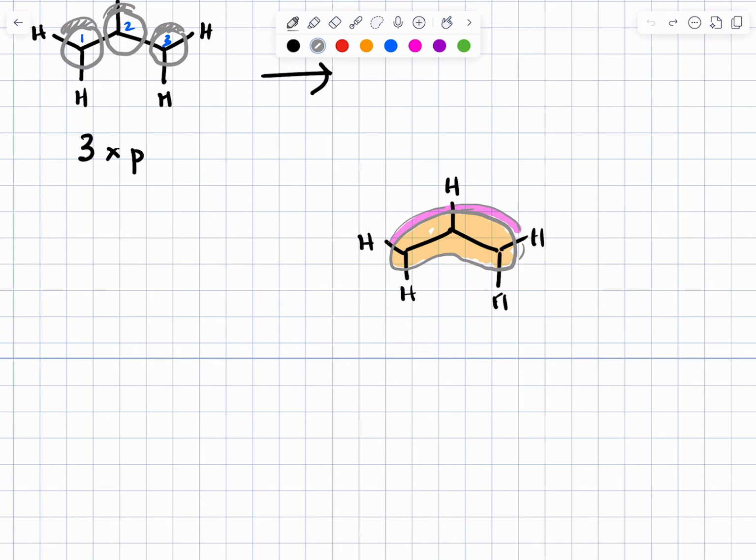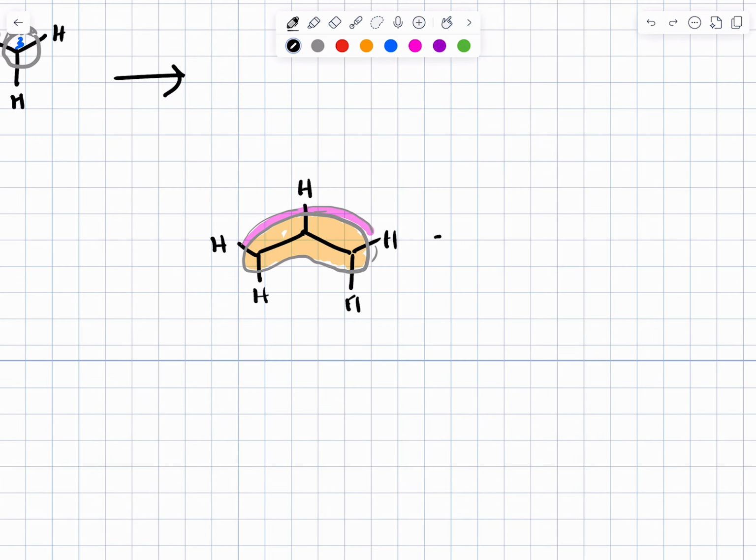Another way of drawing this alternatively would be just to draw 3 p orbitals on adjacent atoms and show them combining together with the same wave function sign, in the same way that we've done that with pi bonding orbitals before, okay?